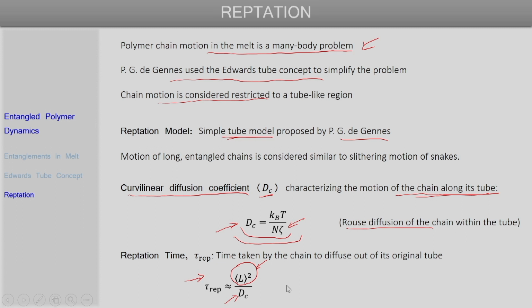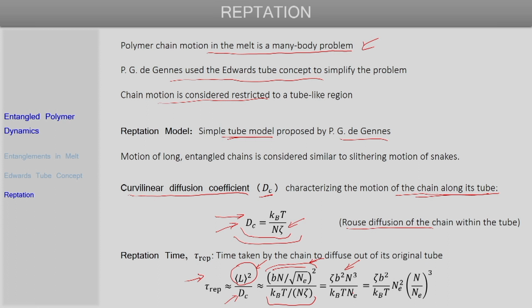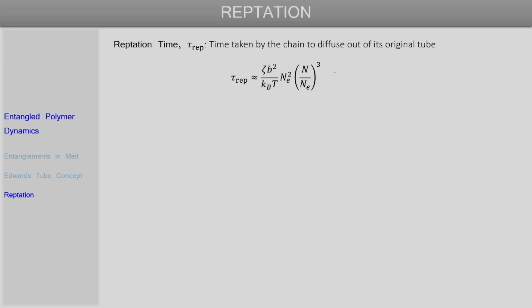If we simplify this, as discussed earlier in this lecture, the primitive path length is just a times n over Ne, which can be written in this format, and Dc we have already written like this. If we substitute them and take the ratio, we get this expression for the reptation time, and we can multiply and divide by Ne squared. So, we get this expression where we have a cubic dependence of the reptation time on the number of Kuhn monomers present in our polymer chain. This is the same expression rewritten here, the reptation time expression that we just discussed.